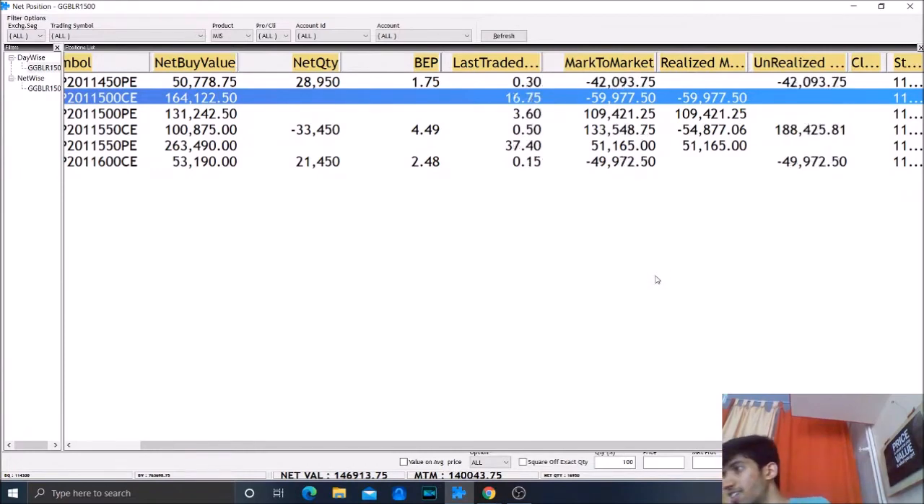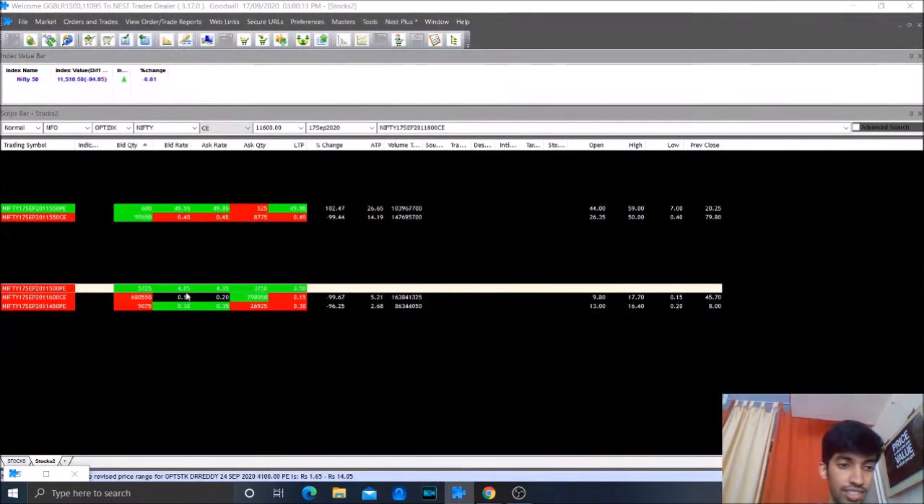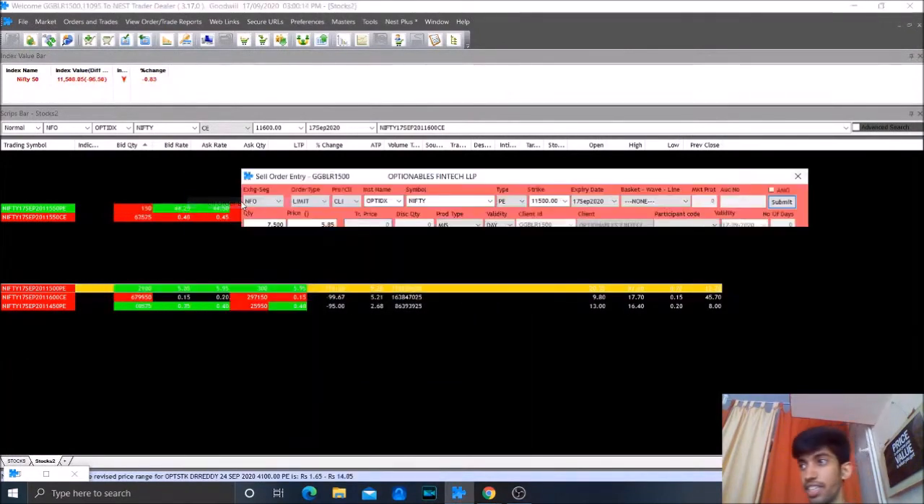Okay, so it's already 3 o'clock and our eyes are still on 11,500 P, and we still expect a fall not below that. I will place a stop because I don't see a closing below 500, and I will place a sell order at 2 rupees, a stop loss sell order at 2 rupees. If in case it goes up, then let it go up. In case it falls down and comes back to 2.